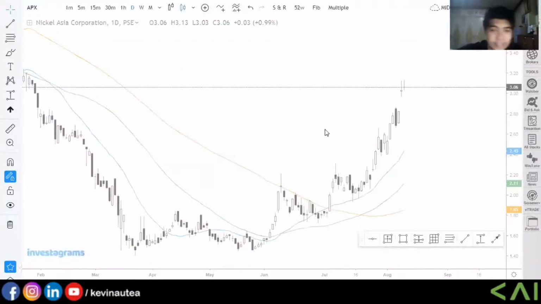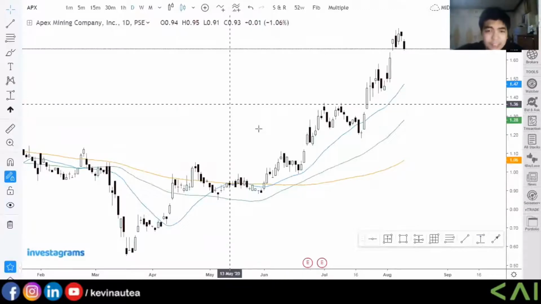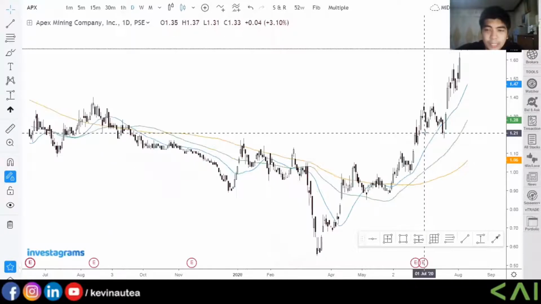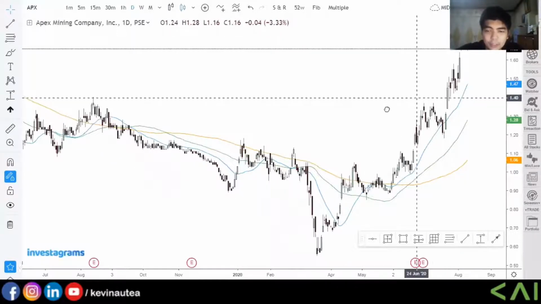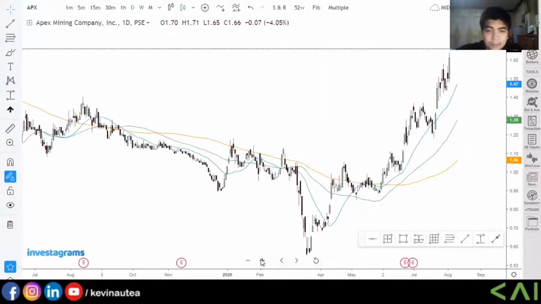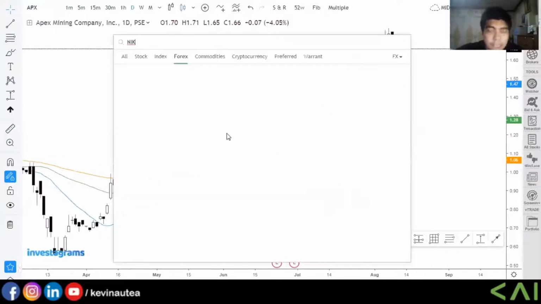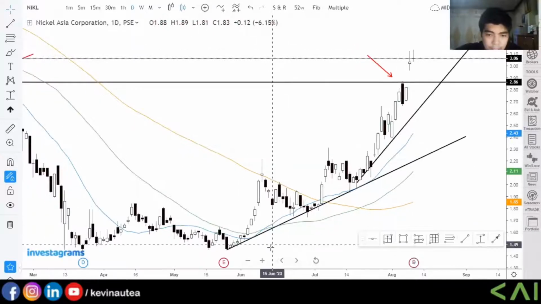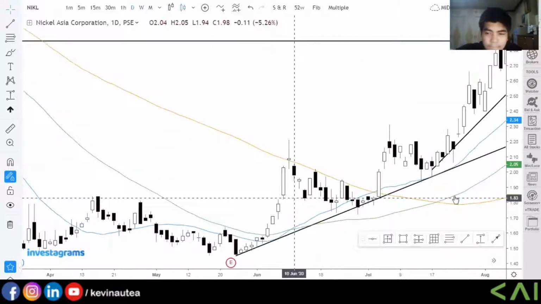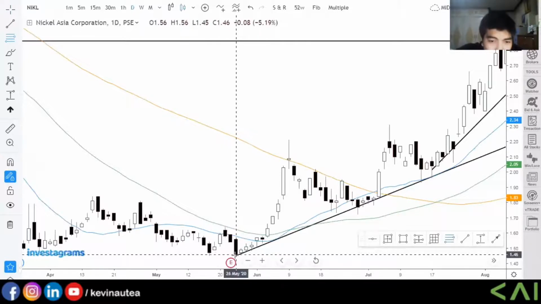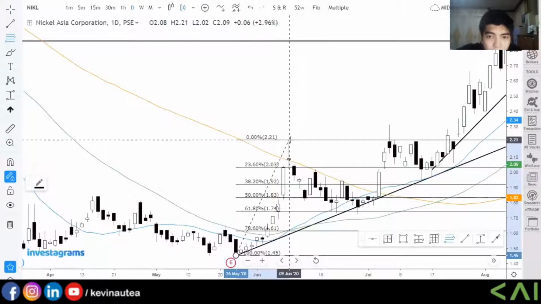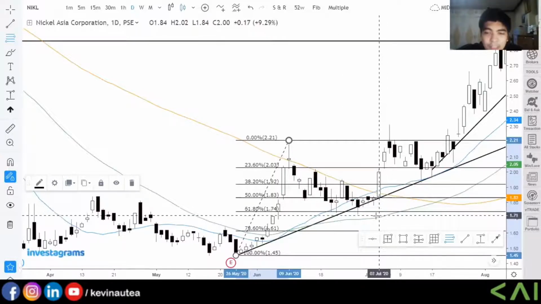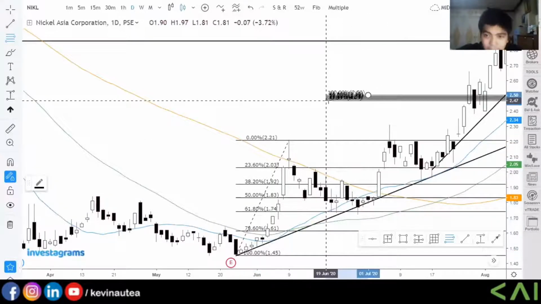Last two, we have APX and Green. APX is almost the same with Nickel, the movement of it, 20 EMA as its support. Let's try the Fibonacci here. Lowest point, highest point. So it's around the 61 to 50. So that's a strong retracement area.